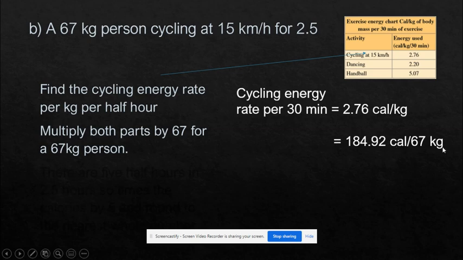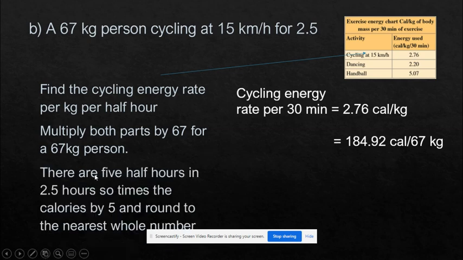Okay, perfect. But now we know that they burn those calories in half an hour, but we're training for 2.5 hours. So how many half hours are there in 2.5 hours? There are 5 half hours in 2.5 hours. So we times that by 5 and we get 925 calories, which is our answer. Don't forget to show your working out, line up your equal signs.